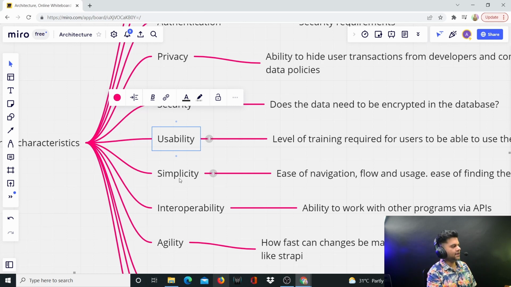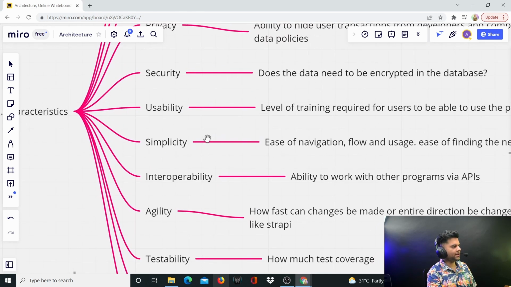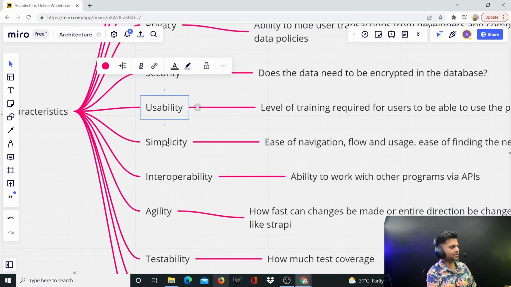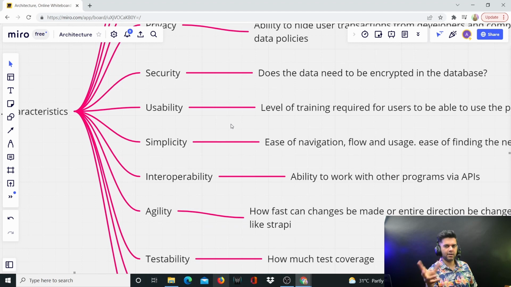Simplicity. So simplicity and usability are not the same. And accessibility, so usability, simplicity and accessibility. The interviewer might try to confuse you, or if you want to understand these deeply, you might get confused between these three things. They're not the same.